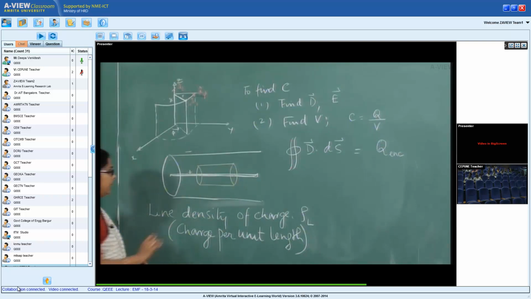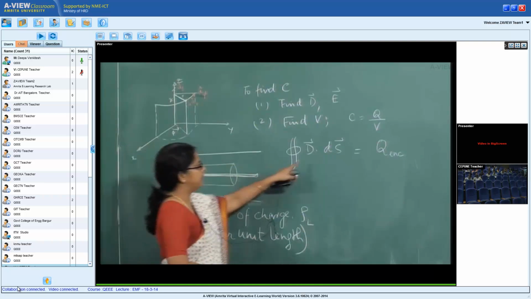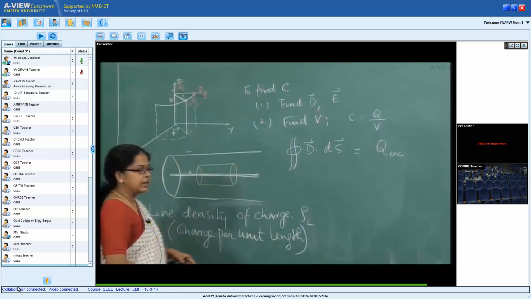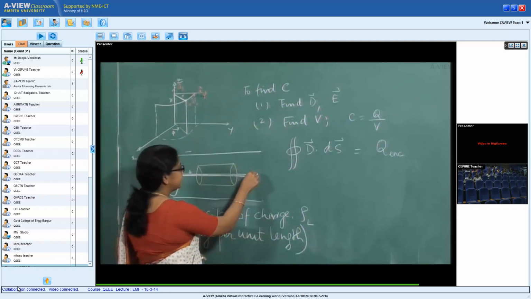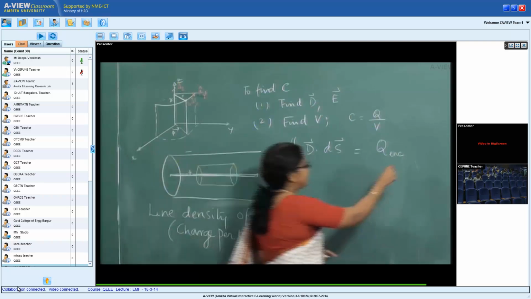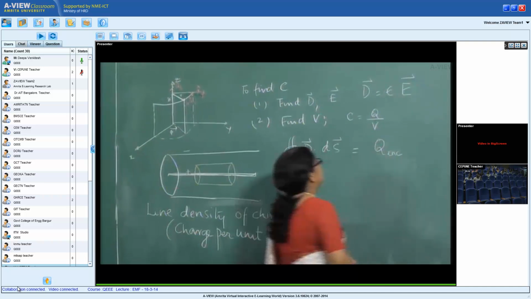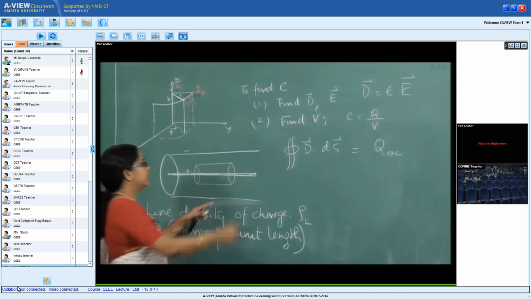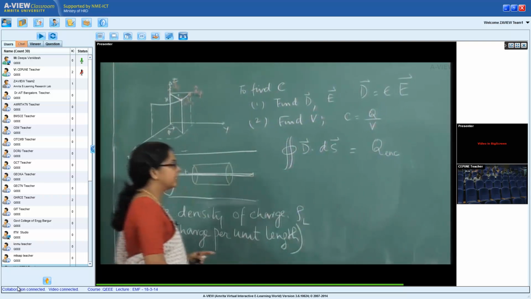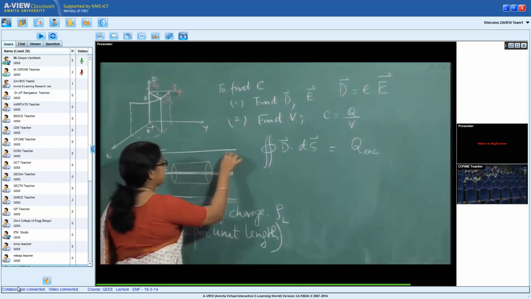Let me say that. And to be able to find this integral, I want to write down what the D vector is and what the ds vector is. Now what is the D vector? This is plus and this is minus. I know that D is epsilon E. We are talking about an isotropic medium, so the direction of D is the same as the direction of the electric field. What is the direction of the electric field here? This is plus, this is minus, so the direction of the electric field is this.